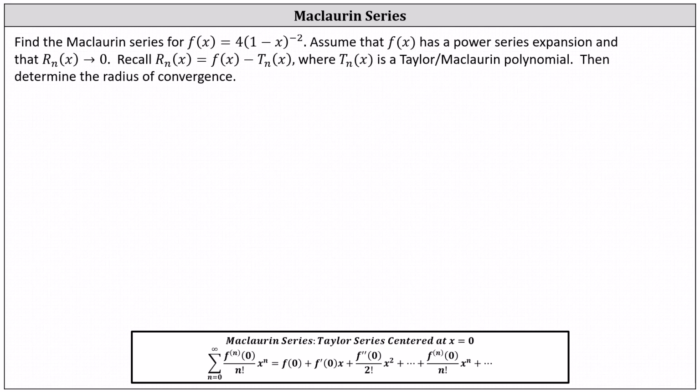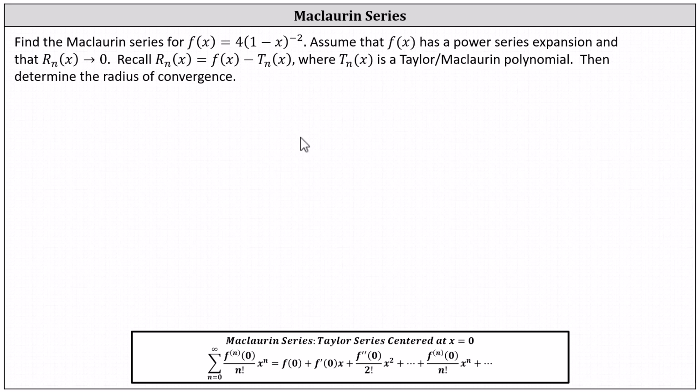We're asked to find the Maclaurin series for f of x equals 4 times the quantity 1 minus x to the power of negative 2. Assume that f of x has a power series expansion and that the remainder, Rn of x, approaches 0. Then determine the radius of convergence. Again, remember that the Maclaurin series is a Taylor series centered at x equals 0.